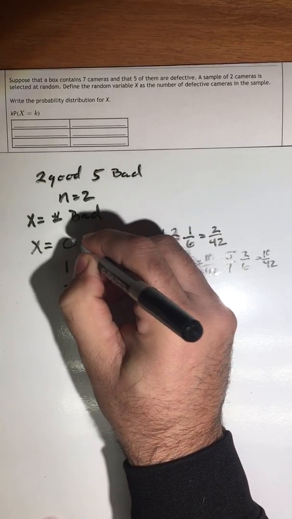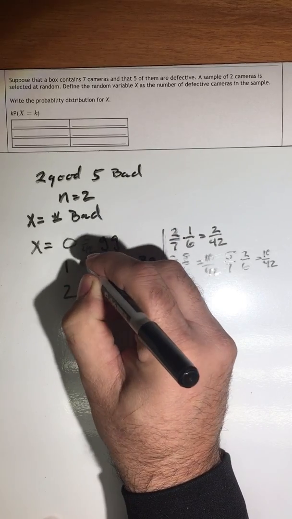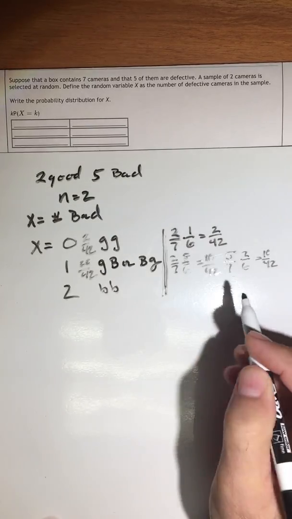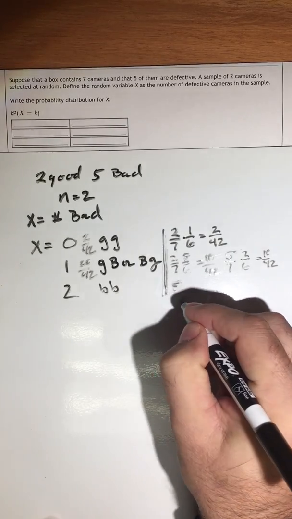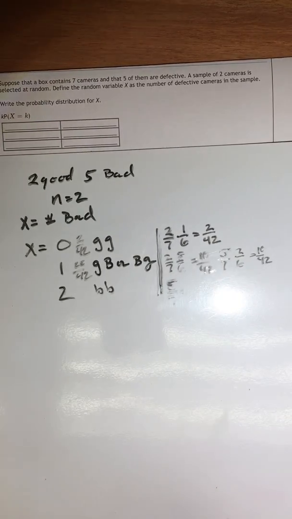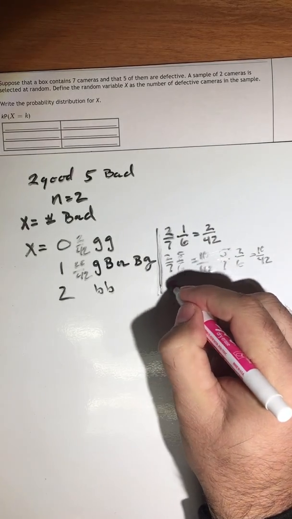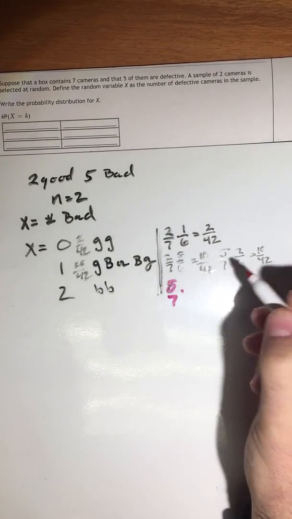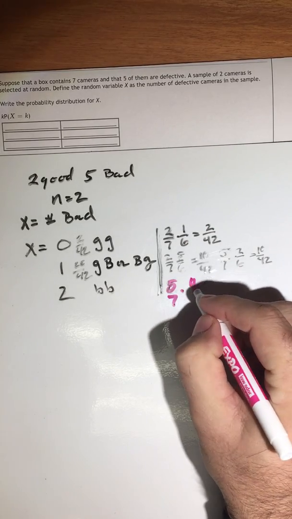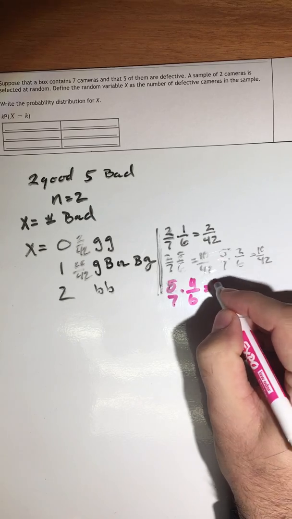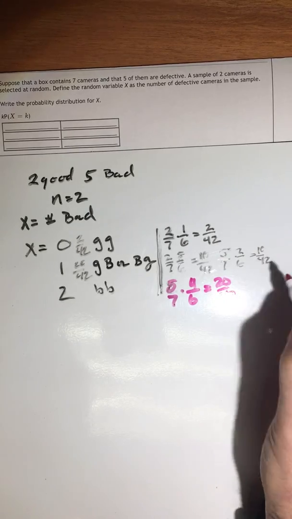So this one is 2 out of 42. This one's 20 out of 42. And then this last one is going to be bad and then bad. So that's going to be 5 out of 7 times, my pen is really dead, so you'll have to enjoy the pink pen. So that's 5 out of 7 times, and then the next one being bad would be 4 out of 6. So that's also 20 out of 42.